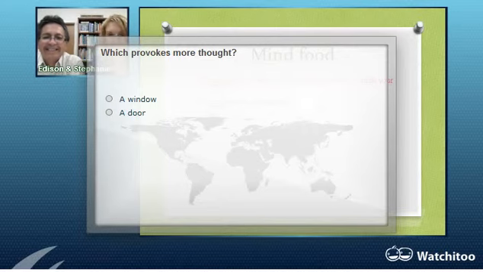Okay, we have 11 people answering. Could we have some more answers? Which provokes more thought, a window or a door?